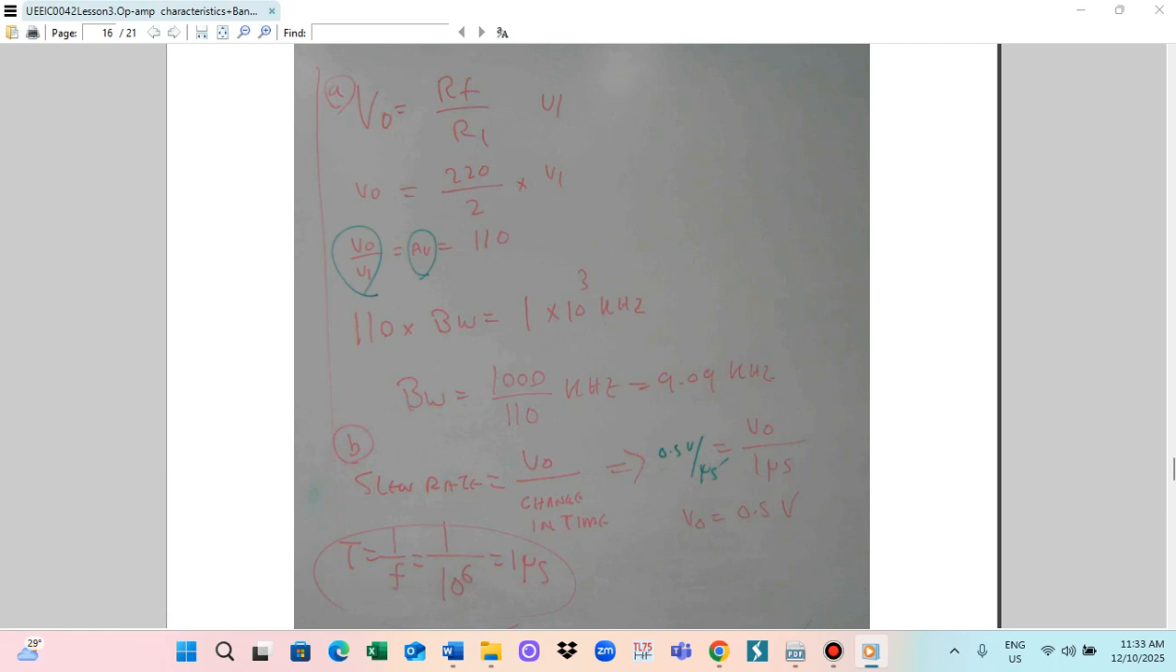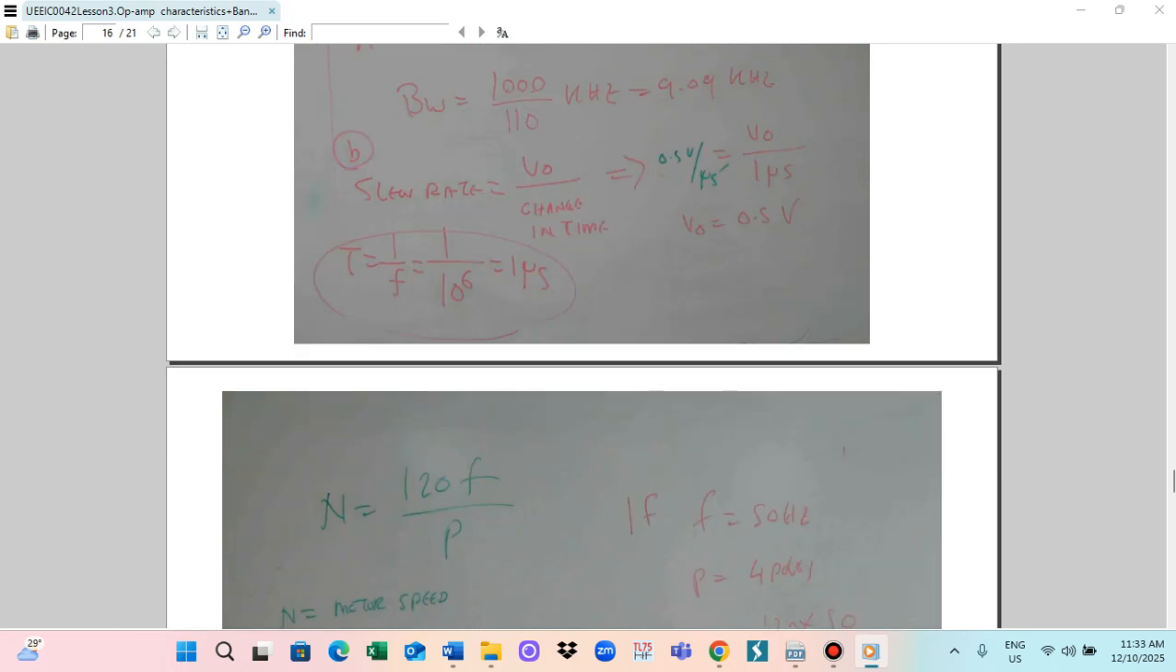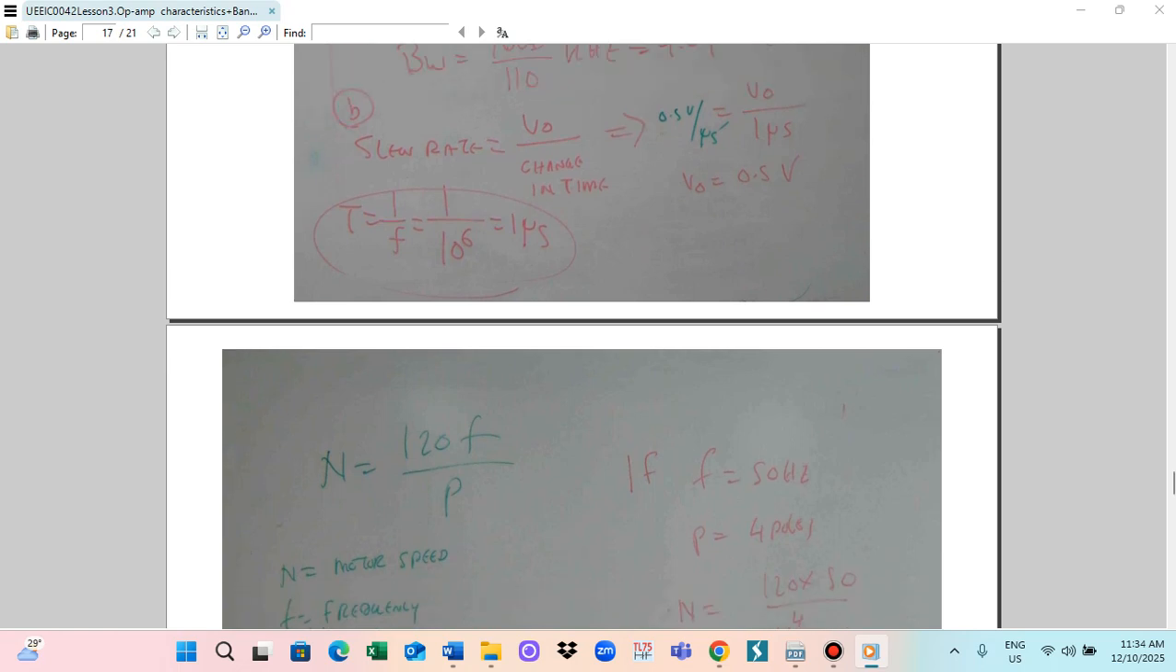And for another one we also have to calculate the slew rate. Slew rate is given with a change in time. The slew rate is 0.5 volt per microsecond. So we need the maximum change in output voltage, and we can also calculate the P2P output voltage. Input voltage is 0.5 volt. So slew rate is equal to VO by change in time. The change in time here relates to the bandwidth of 1 megahertz, so we calculate the time: time is equal to 1 by f.